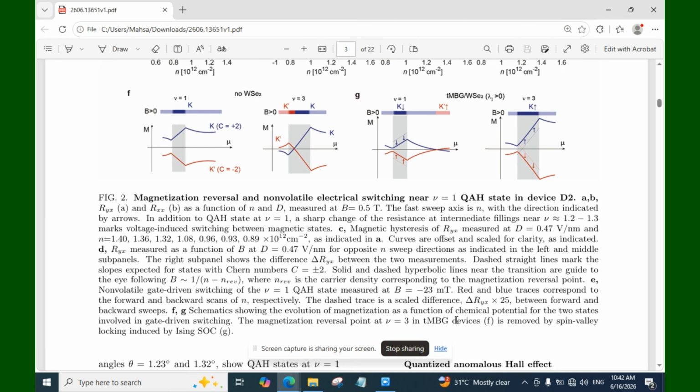Panel C illustrates magnetic hysteresis of Rxx measured at D equals 0.47 volts per nanometer and n equals 1.40, 1.36, 1.32, 1.08, 0.96, 0.93, 0.89 multiplied by 10 to the power of 12 per square centimeter, as indicated in A. Curves are offset and scaled for clarity as indicated.